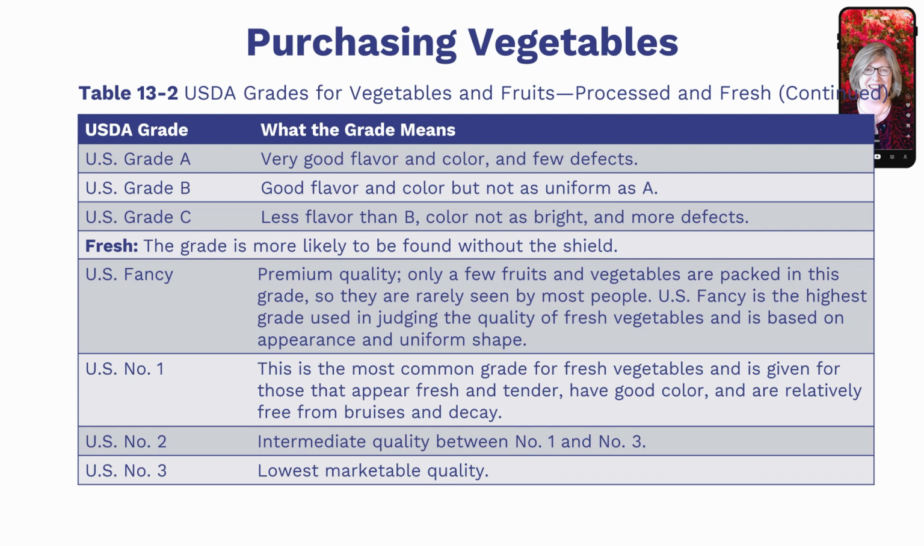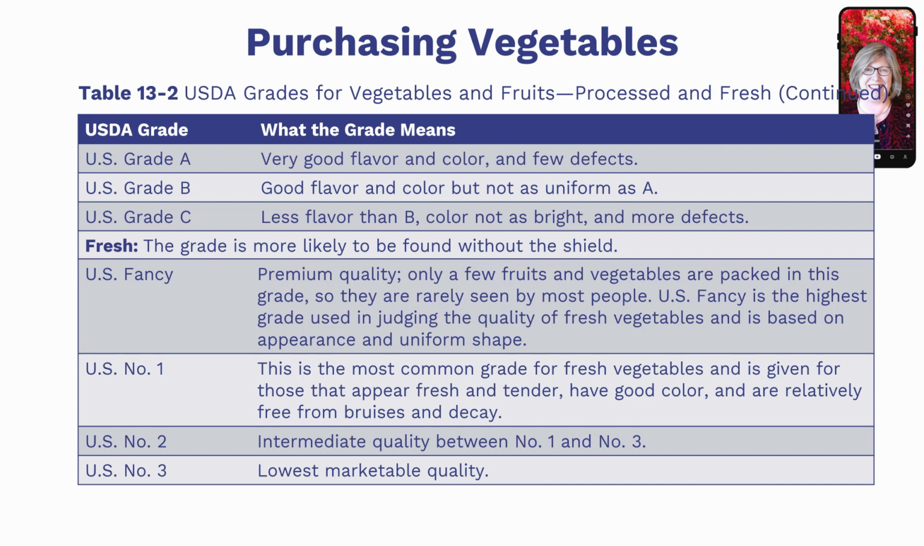In the fresh category, the grade is more likely to be found without the shield. U.S. Fancy, premium quality, only a few fruits and vegetables are packed in this grade, so they are rarely seen by most people. U.S. Fancy is the highest grade used in judging the quality of fresh vegetables, and it's based on appearance and uniform shape.